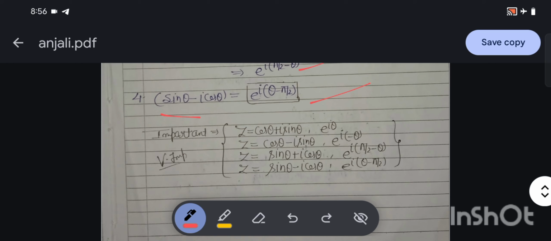I will summarize. Z equal to cos theta plus iota sine theta is equal to e to the power iota theta. Z equal to cos theta minus iota sine theta is equal to e to the power minus iota theta. And z equal to sine theta plus iota cos theta is equal to e to the power iota times pi by 2 minus theta. And if you are given the minus sign in this expression, it will be e to the power iota theta minus pi by 2.